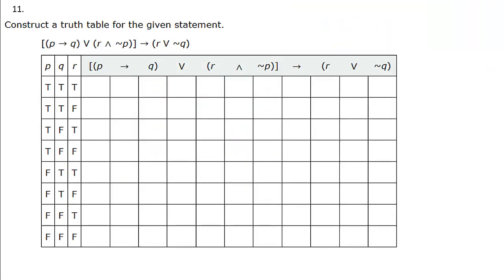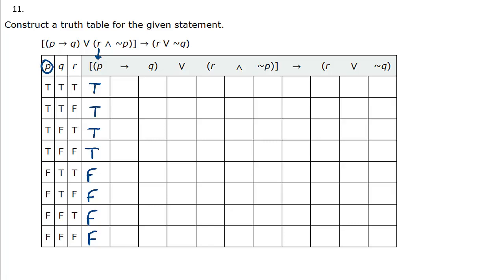Number 11, construct a truth table for the given statement. Now they've built the truth table for you, leaving lots of blanks, of course. They've given you a P column filled out, a Q column filled out, and an R column filled out. I think I would just start with the P column and propagate it. The first open column is P, which is T, T, T, T, F, F, F, F.